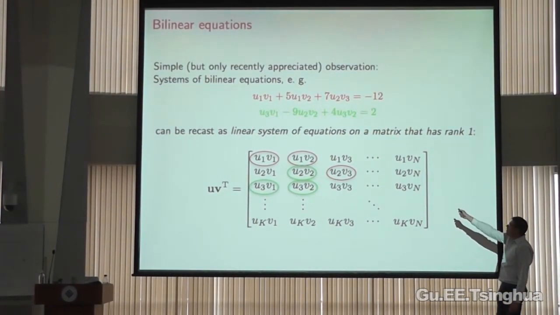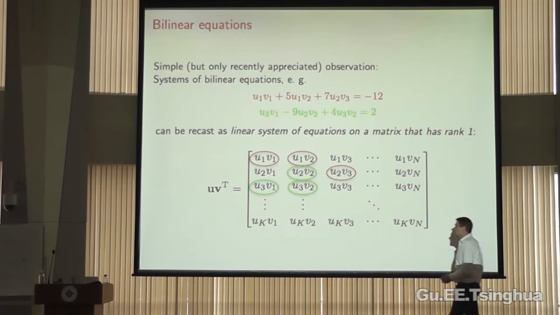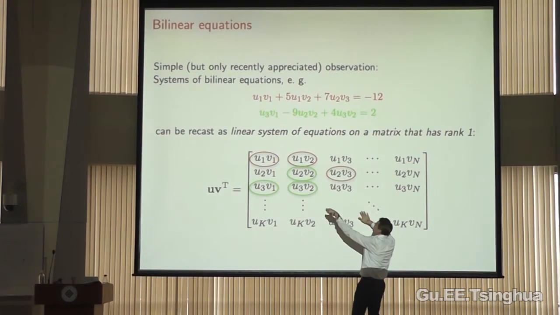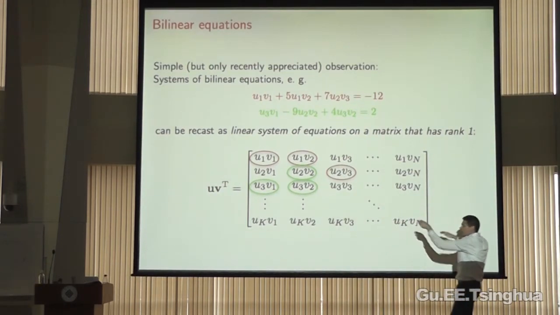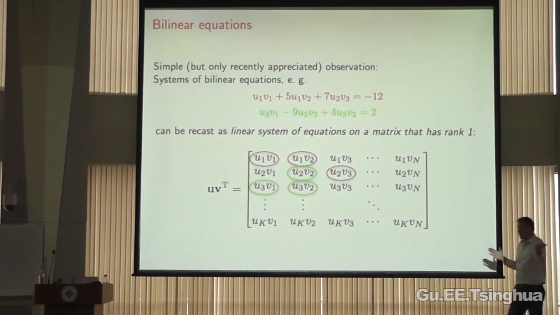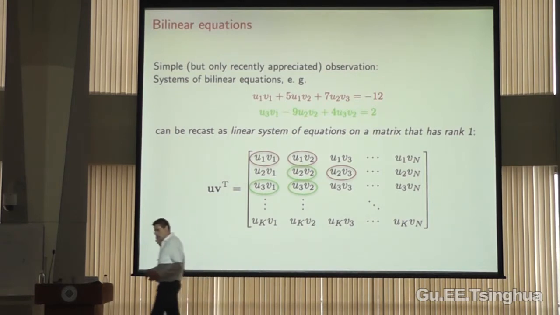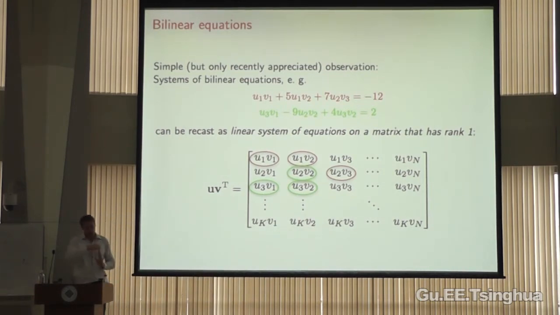Say this bilinear equation: U1 V1 plus 5 U1 V2 plus 7 U2 V2 minus 12. I could say that's like taking the inner product of this rank 1 matrix with another matrix which has a 1 here, a 5 here, and a 7 here, and that inner product is equal to minus 12. So that's the trick. It's a bilinear equation, but it's a linear equation in this cross product U V transpose. And U V transpose is a K by N matrix, but it's a matrix which has special structure. What is that special structure?